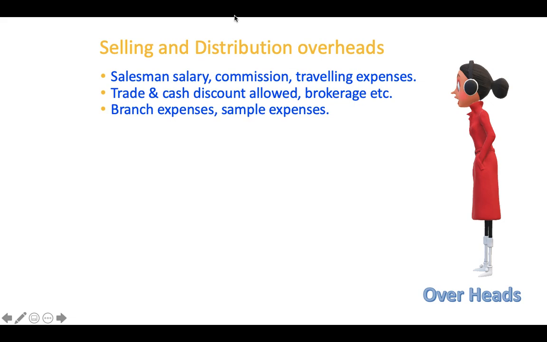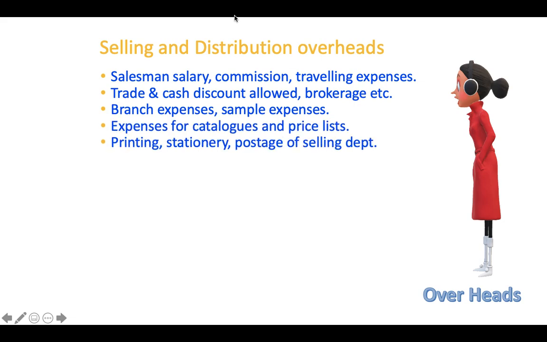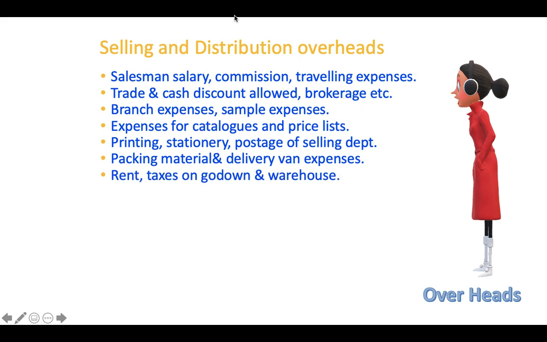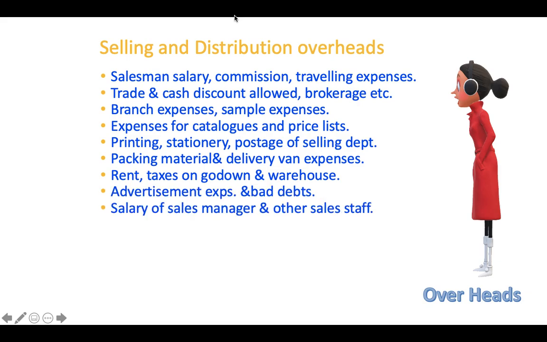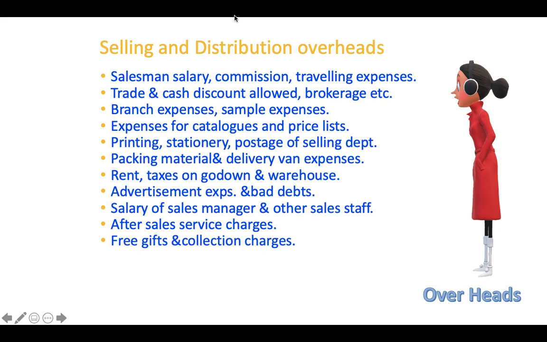Sample expenses means the sample sachets we give along with the product to boost sales. Again, they come under these expenses. The next items are expenses for catalogs and price lists, printing and stationery, postage and selling department, packing materials and delivery van expenses, rent and taxes on godown and warehouse. Please make a note, this will come only under selling and distribution overheads. Next, advertisement expenses and budgets. And the next one is salary of sales manager and other sales staff, and after sales service charges. Then free gifts and collection charges. Free gifts are still given from our expenses, so again they will be taken as selling and distribution overheads.